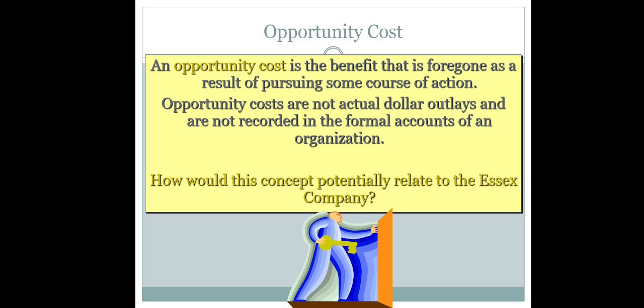How will this concept potentially relate to the Essex company? Opportunity cost is something like this. It is the benefit that the business has to sacrifice when the business chooses one alternative and rejects another alternative. Okay. At the individual level, it is something like this.